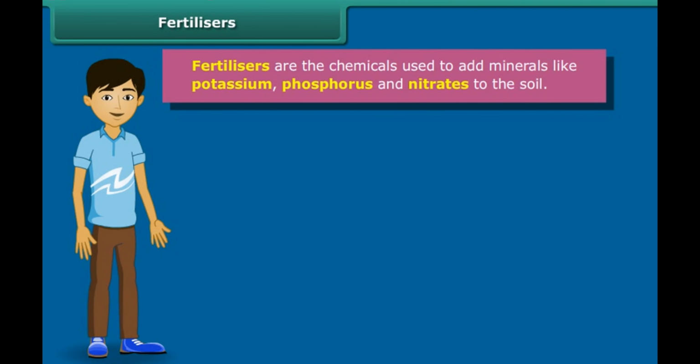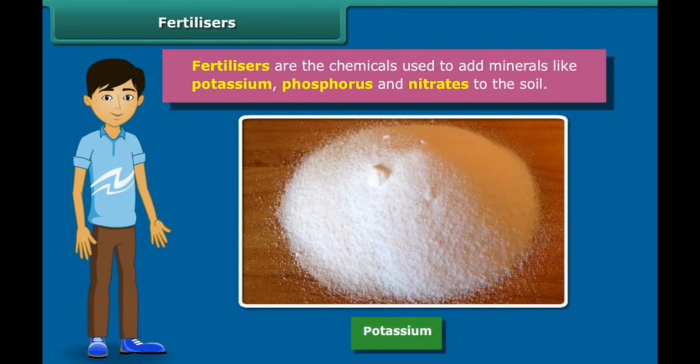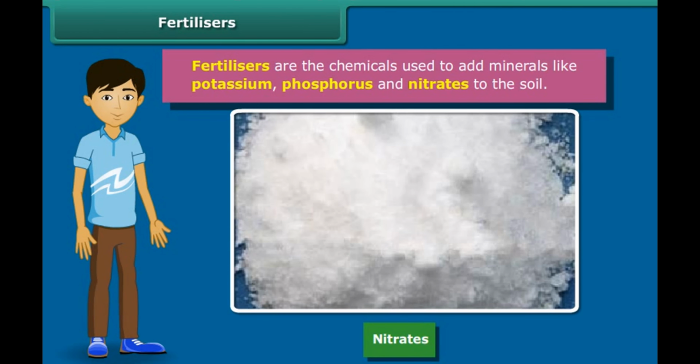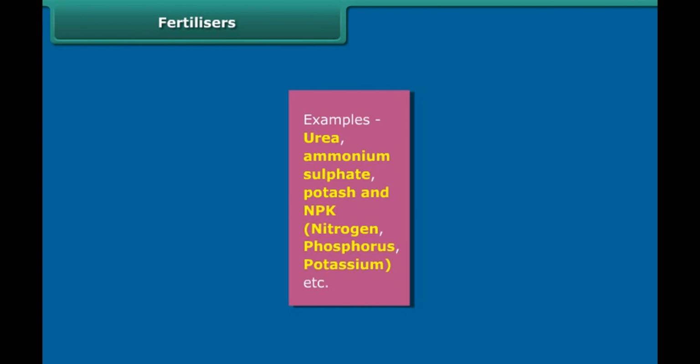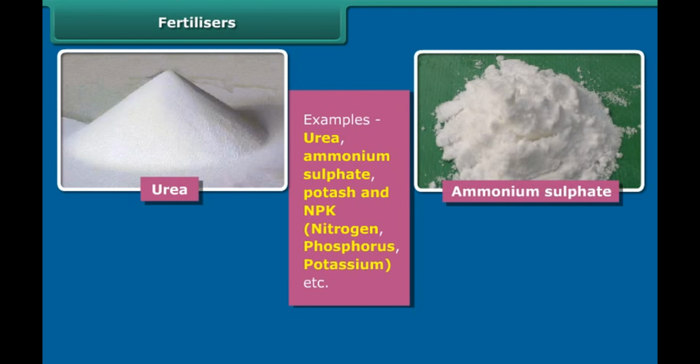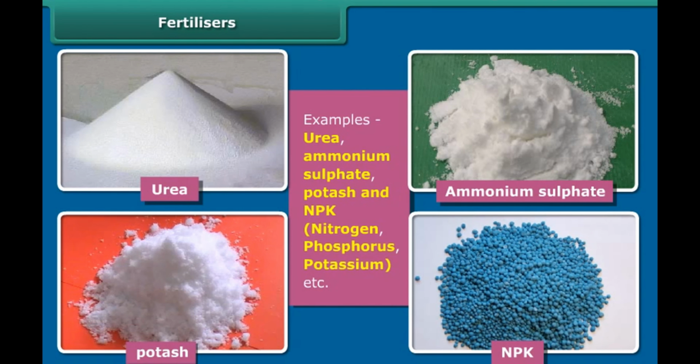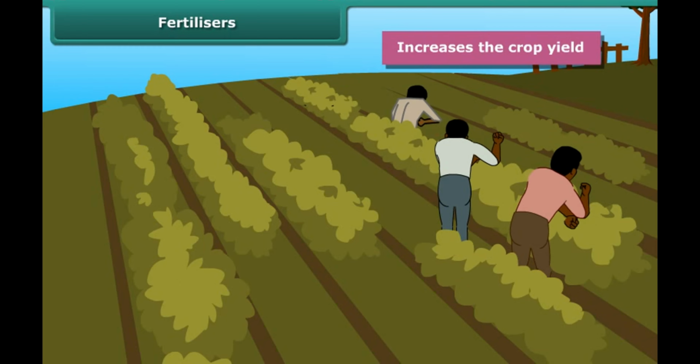Fertilizers are the chemicals used to add minerals like potassium, phosphorus, and nitrates to the soil. Fertilizers are produced in factories. Some examples of fertilizers are urea, ammonium sulfate, potash, and NPK, nitrogen, phosphorus, and potassium. The use of fertilizers increases the crop yield.